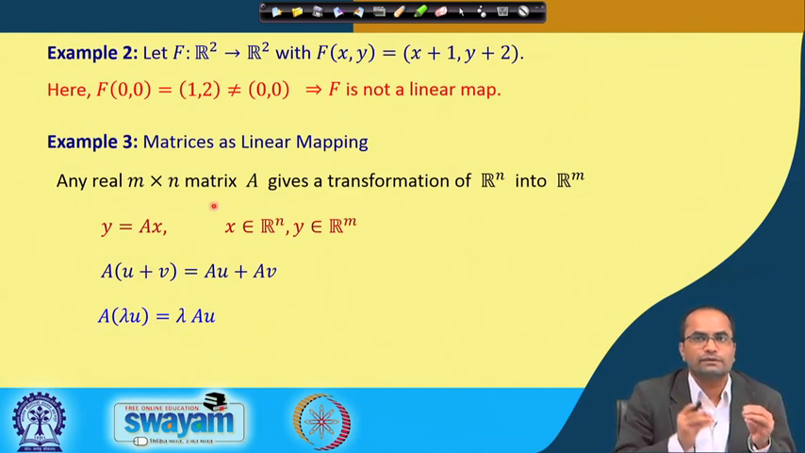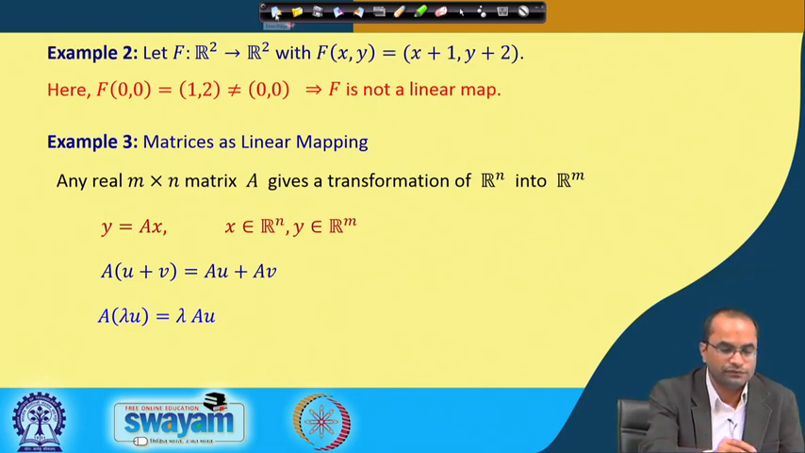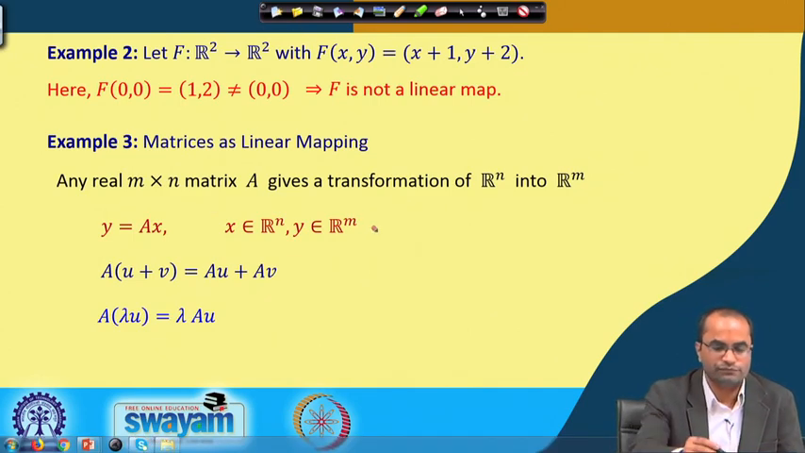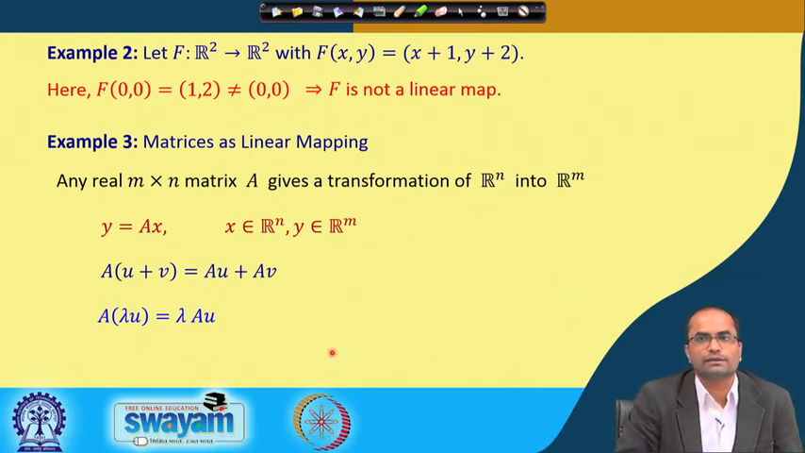Then it maps an element from R^n to an element in R^m. So, this is another important point which we will be exploring further in this lecture, that these matrices are nothing but linear maps.